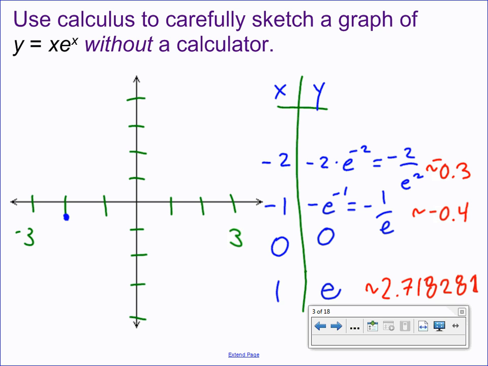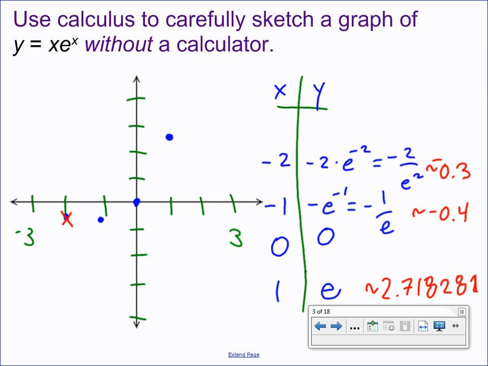Negative 1 is a local minimum because y prime switched from negative to positive, and that's paired with the y coordinate of about negative 0.4. 0, comma 0. 1, comma e, that's about 2.7, so about here. All right. So I'm going to go ahead and put a little x there to show I mean to switch curvature at x equals negative 2, right? Comma negative 2 over e squared. I think I want one more point.